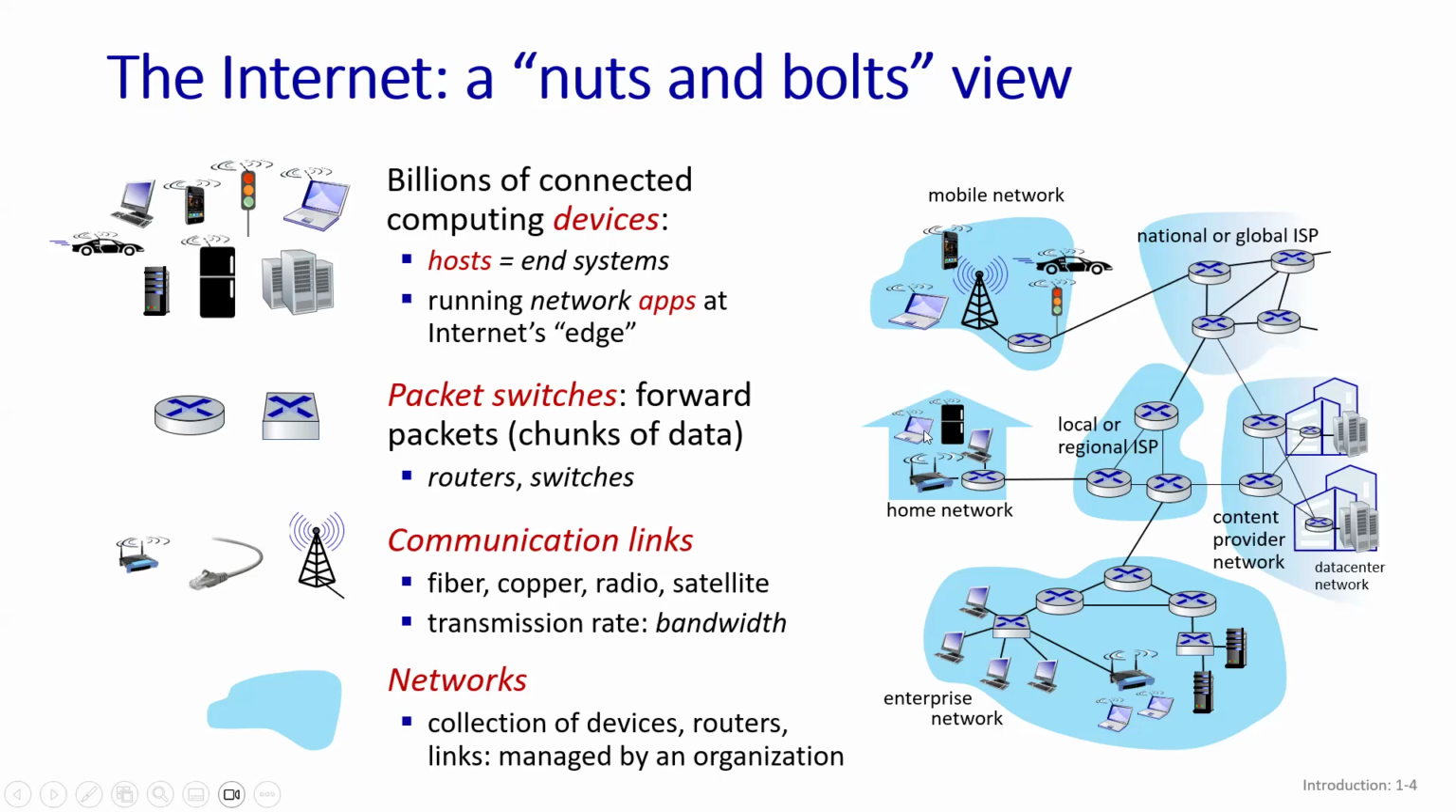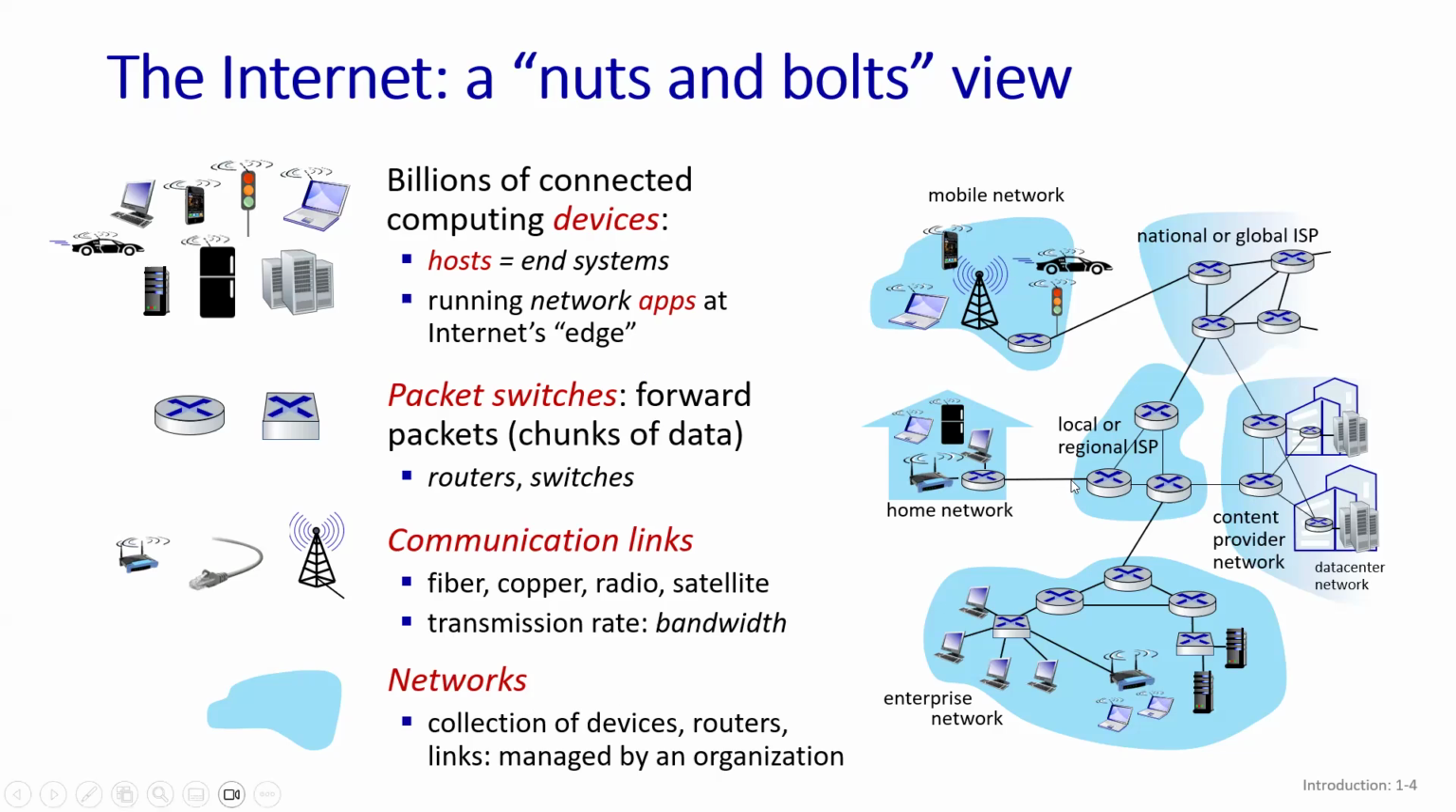Then we have these packet switches, the routers and switches, which are responsible for forwarding the packets from one end host to another end host somewhere on the internet, sitting across the country or across the globe. And then we have the communication links, which is the third component of this internet. These communication links could be a wired communication link or a wireless communication link.